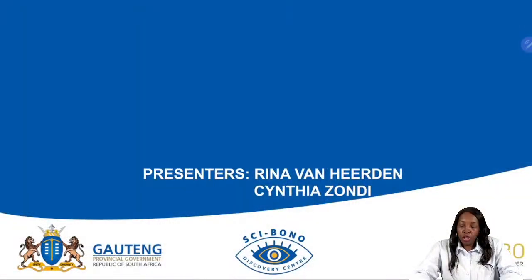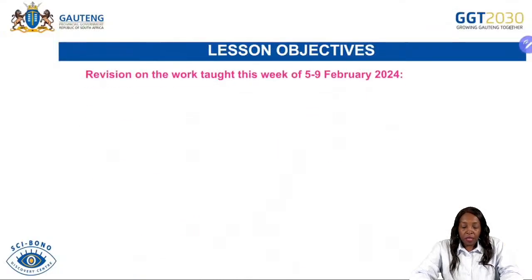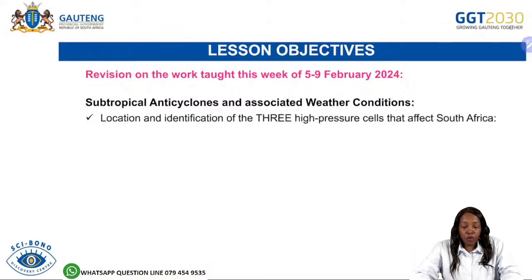Okay, grade 12 learners, today we are going to look at the lesson on subtropical anticyclones and associated weather conditions. Our lesson objectives are as follows, and remember, it is based on the revision work that you were taught this week, from the 5th to the 9th of February 2024. So here's what we are going to look at: subtropical anticyclones and their associated weather conditions.